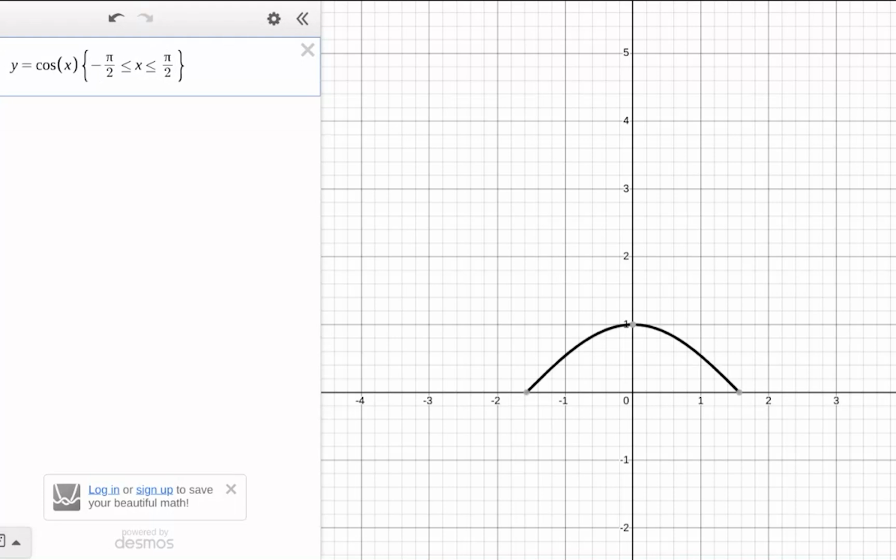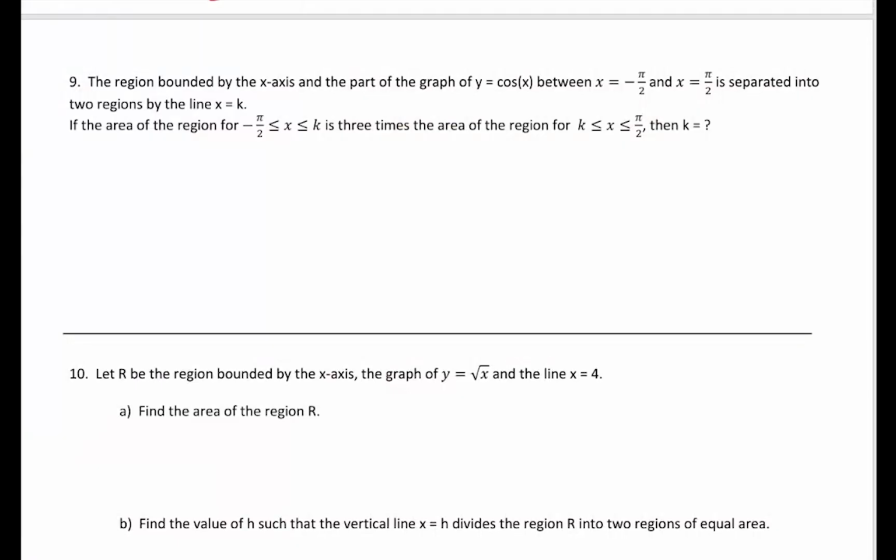Okay, here we go. Now, it's separated into 2 regions by the line x equals k, which is going to be somewhere in that region. Let's go back and read the rest of the problem. I just wanted to get a quick sketch down here so you can see what's going on. Right, so we go from negative pi over 2, and cosine of negative pi over 2 is going to be 0.